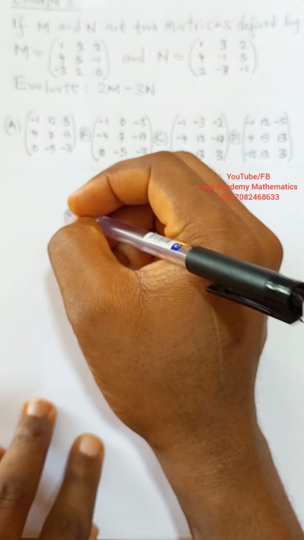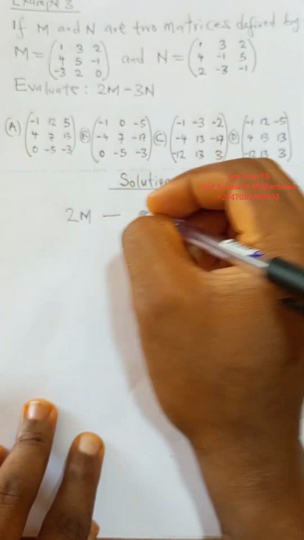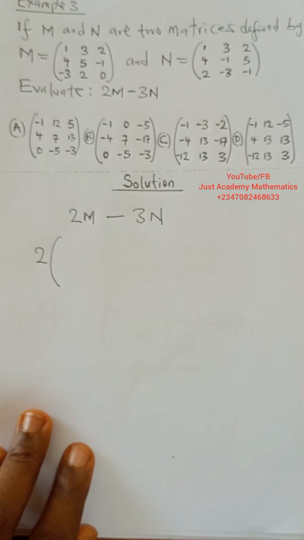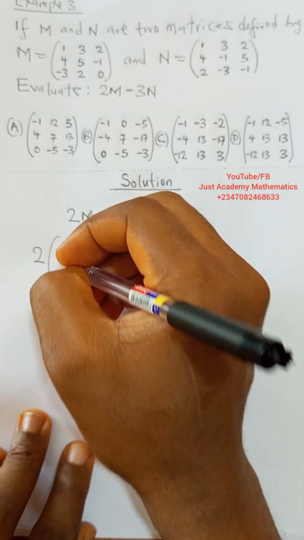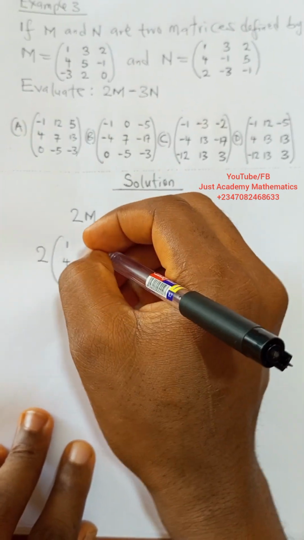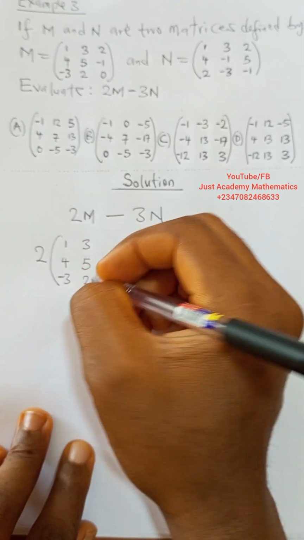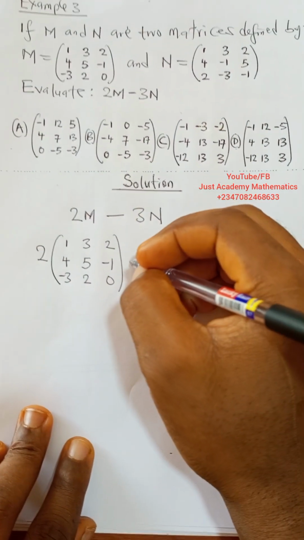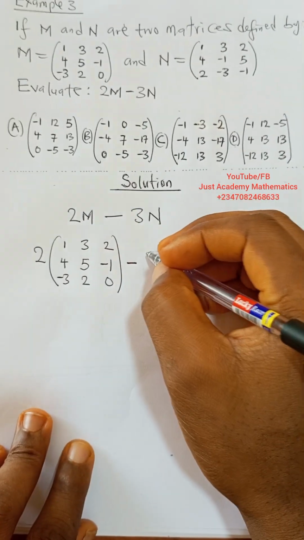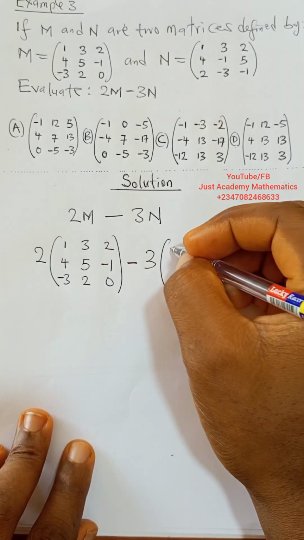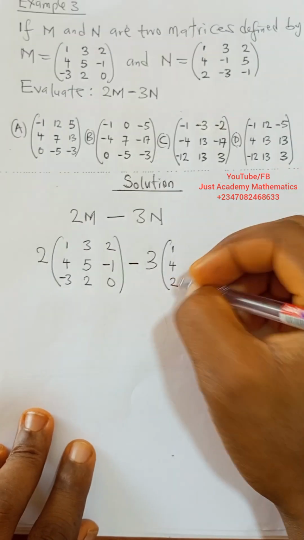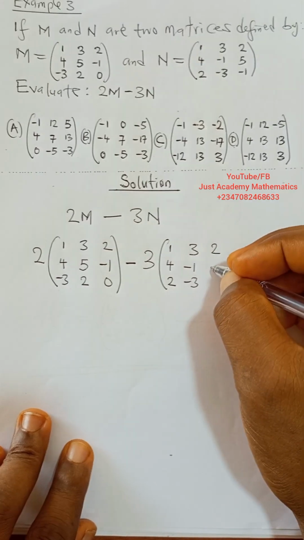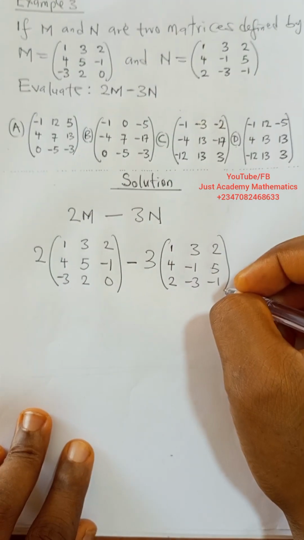We want to evaluate 2M minus 3N. So simple. We come here, 2 times M. What is M? M is 1, 4, minus 3, first column. 3, 5, 2, second column. 2, minus 1, 0, the last column. Minus, then 3 times N. What is N? 1, 4, 2, first column. 3, negative 1, negative 3, second column. 2, 5, minus 1, the last column.